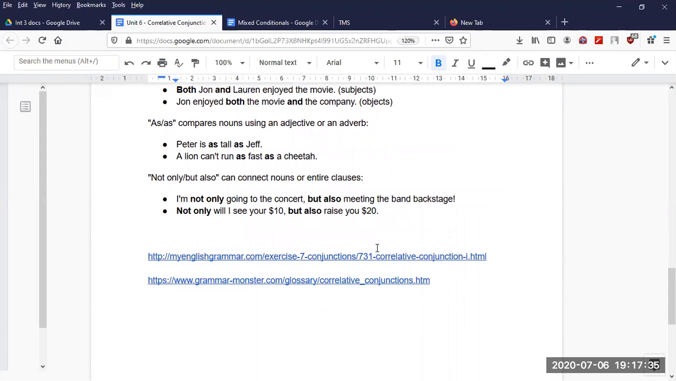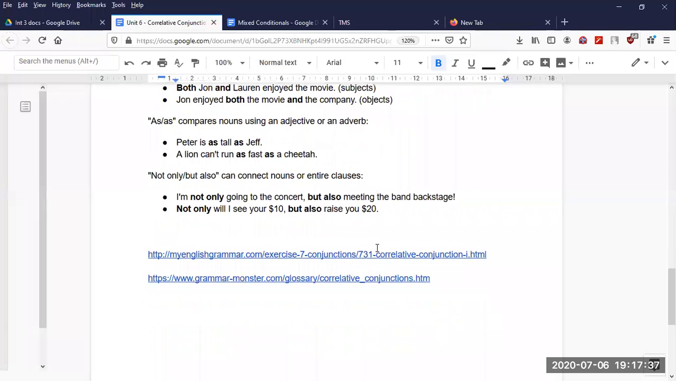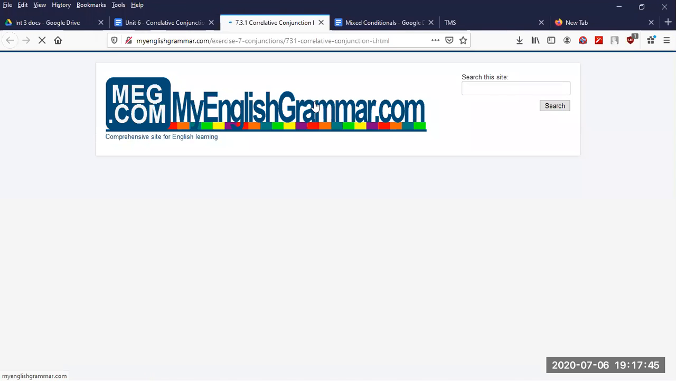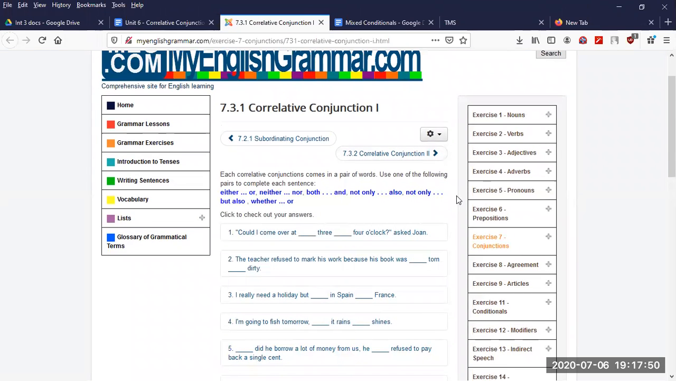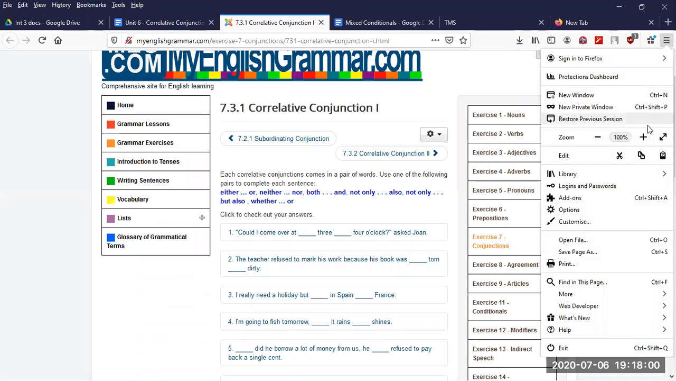Okay. I think we'll try this one. And we'll quickly try to look at these and complete them.